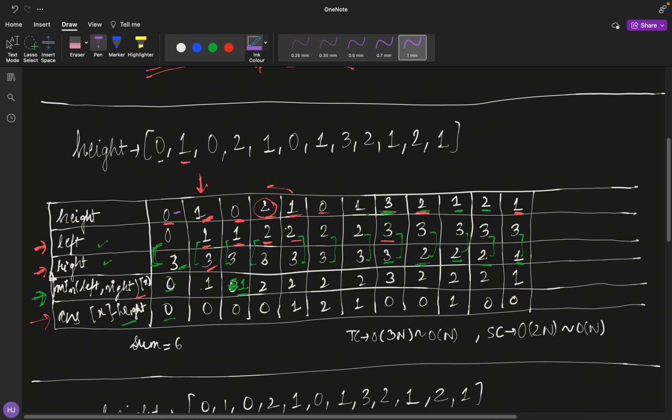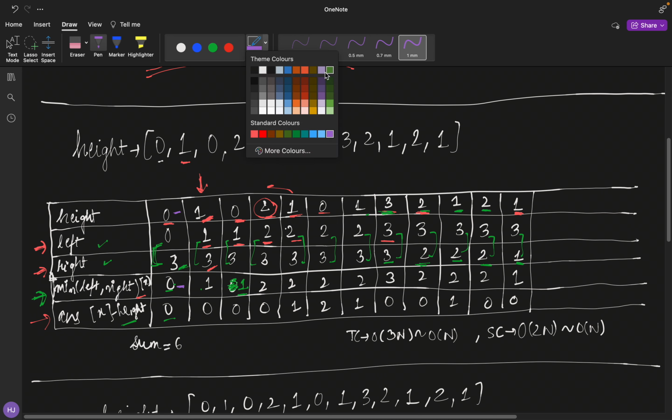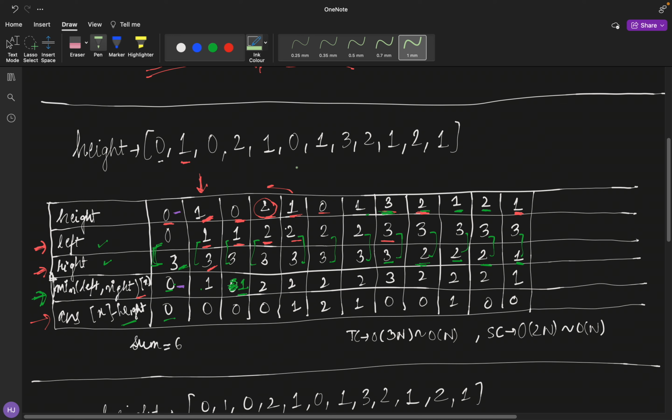0 minus 0, it turns out to be 0. It's not that bright. 0 minus 0, again 0, 1 minus 1, 0, 0, 1 minus 0, again it turns out to be 1. I guess I have missed some calculation at this point, not a big deal.